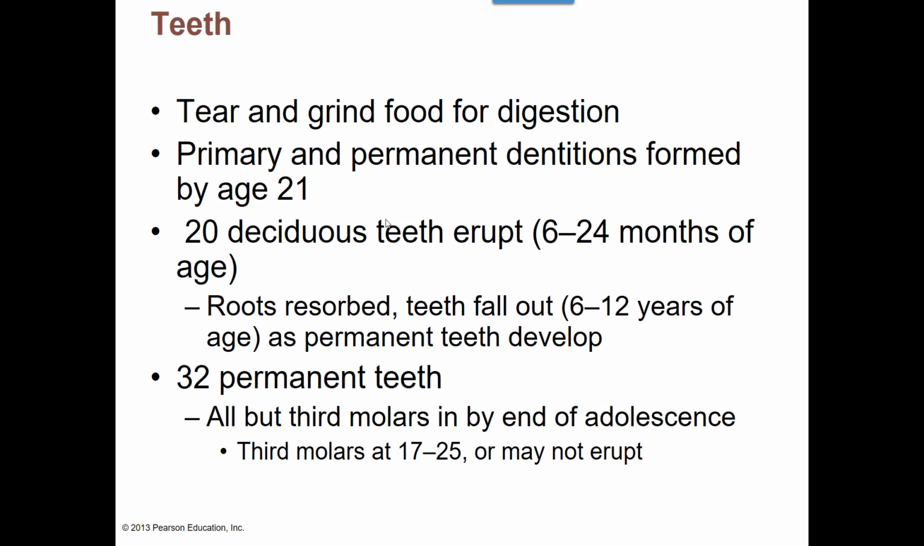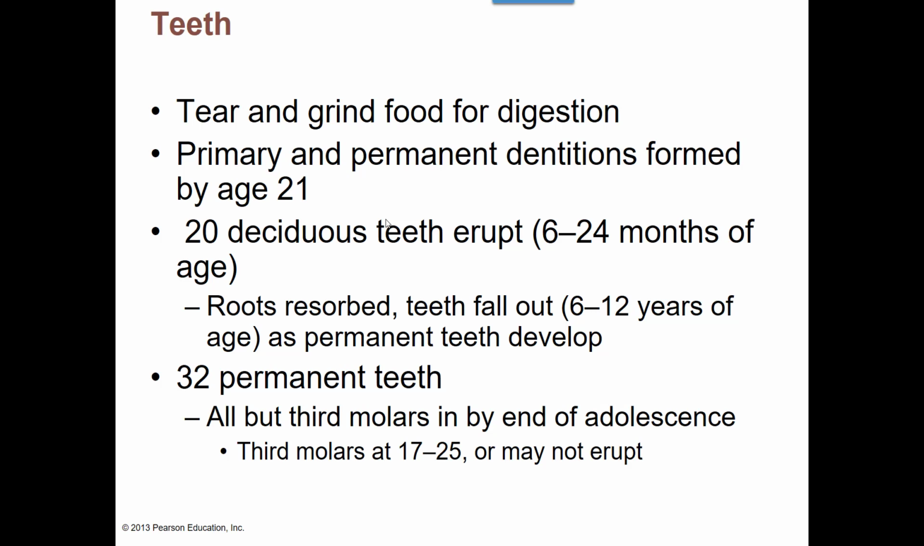And so you have 20 baby teeth or 20 deciduous teeth that start to come in anywhere between 6 and 24 months of age. So really by about 2 years, they should all be in. They hang out there for a few years, but by the age of 6, the roots of those teeth start to get resorbed and the teeth start to fall out as your permanent teeth are developing and coming in to replace those. So starting about the age of 6, the teeth start to fall out and the tooth fairy comes. That happens until you're about 12 years old.